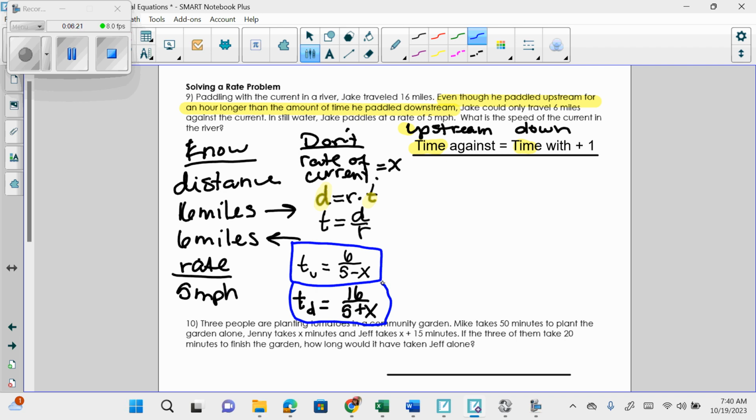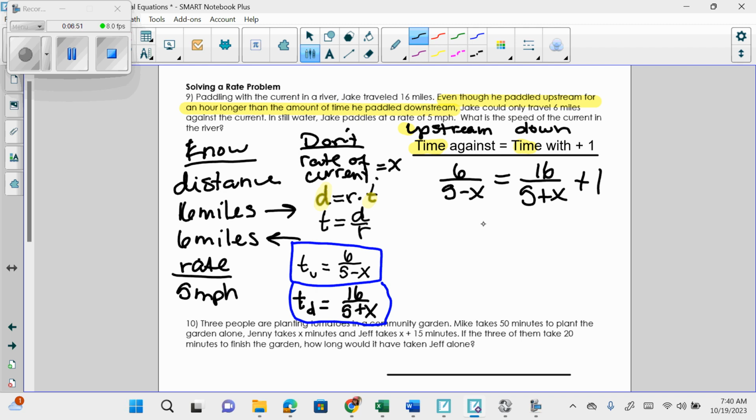So what do I know? I know that the time spent upstream, or against the current, I can represent by 6 over 5 minus x. Time spent downstream, or with the current, is 16 over 5 plus x, and then I have to add 1 to that because, again, it is 1 hour longer upstream than downstream. And now I can solve. This is a rational equation.